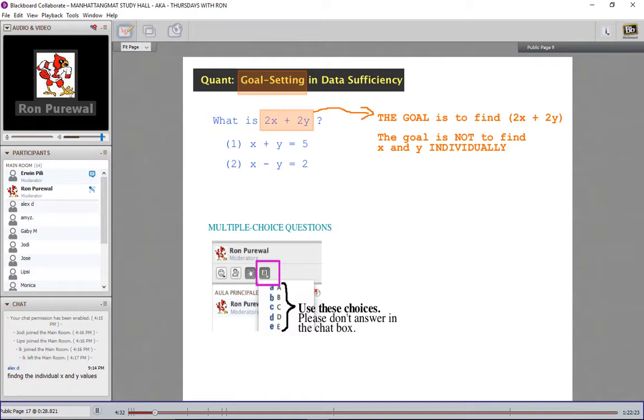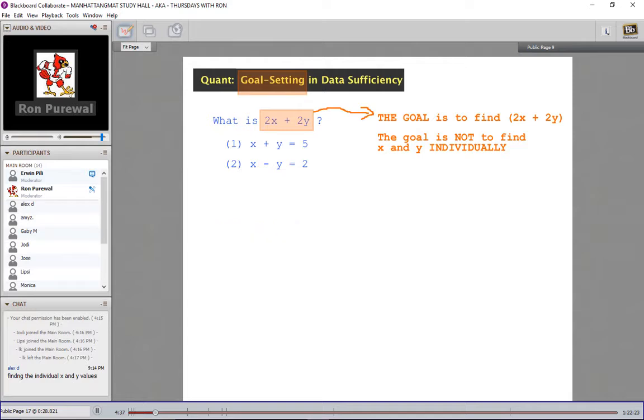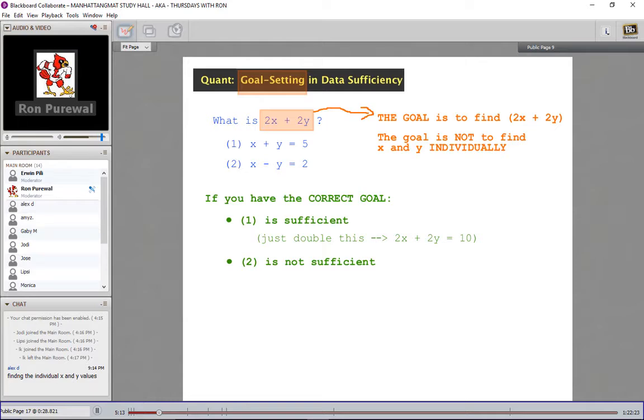This is the point. And this is so centrally important, and this is actually the reason why they invented data sufficiency in the first place, right? Because if you have the correct goal, then you'll realize that statement 1 is sufficient, because if you have statement 1, you can just double it. So just double this, and that gives you 2x plus 2y is 10. But statement 2 is not sufficient. It might take you a second to prove that. Make sure you can prove that if necessary.